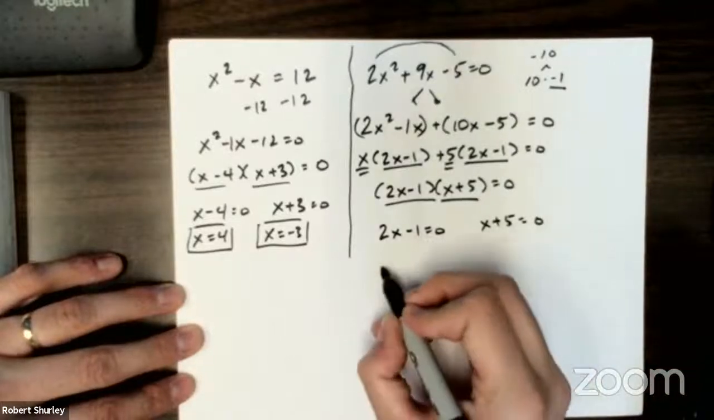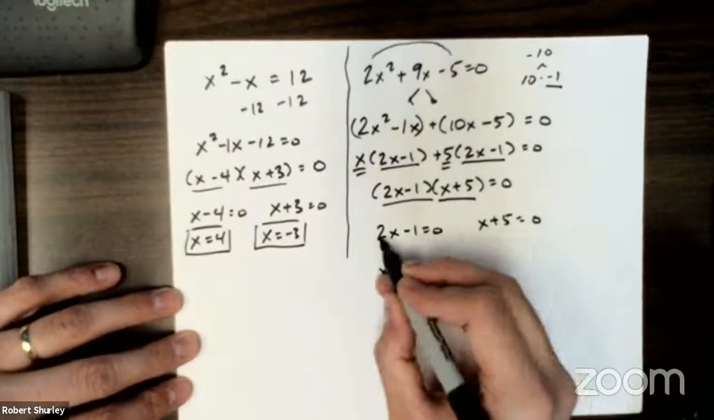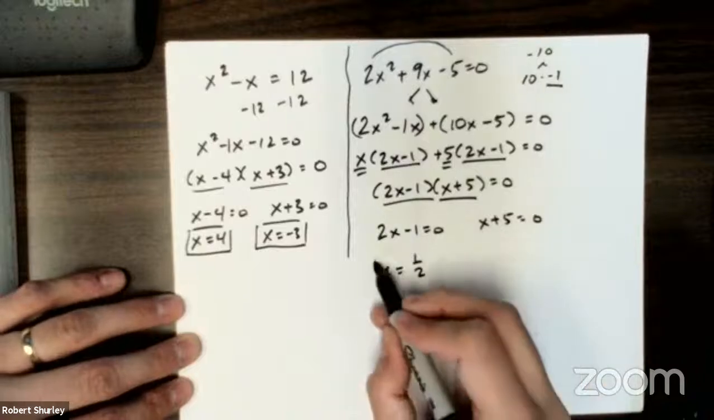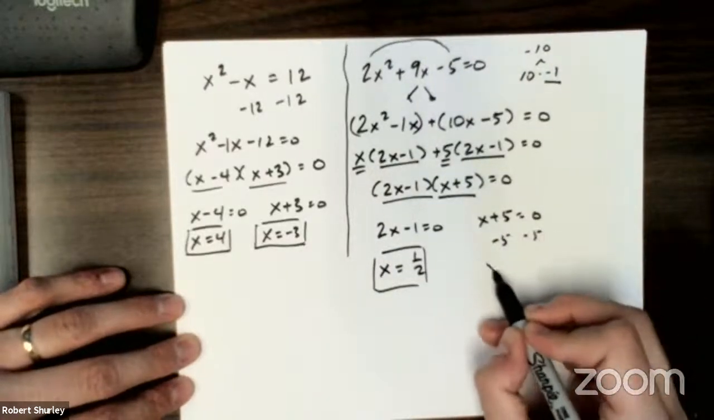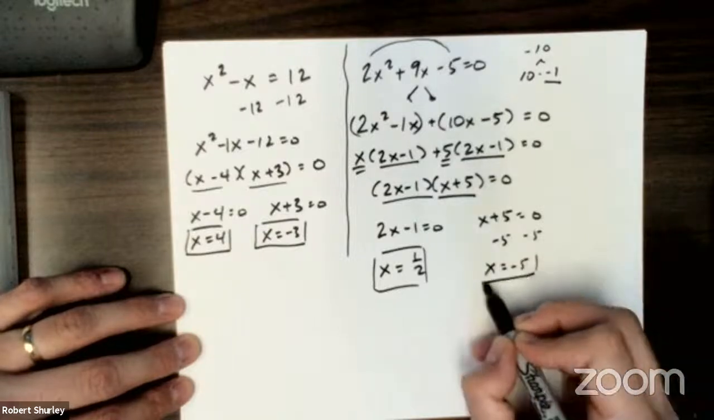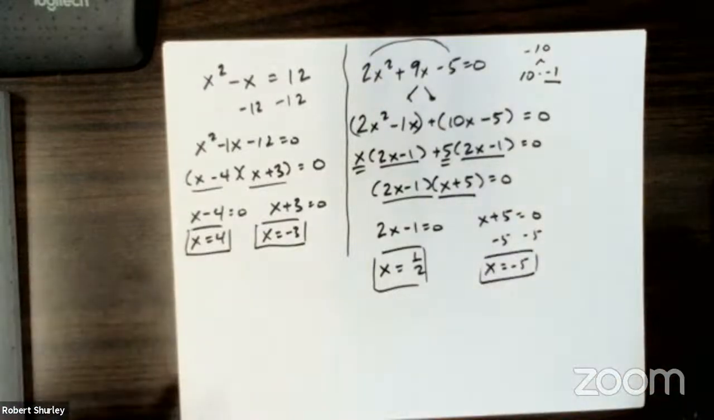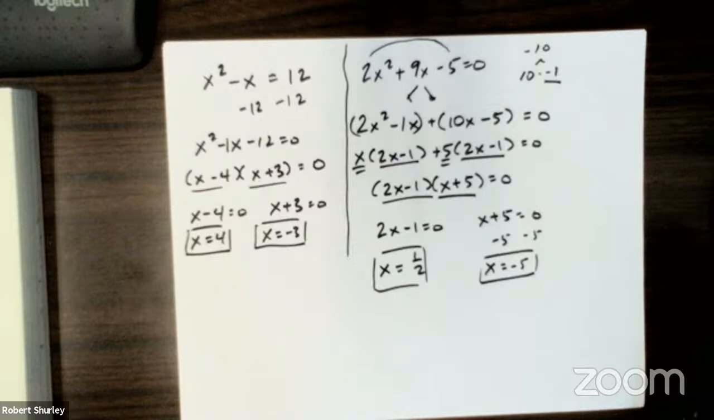Add the 1, divide the 2. I'm going to be a little lazy here. If you add the 1 over, divide the 2, you get the 1/2. And then you subtract the 5. You get the negative 5, okay? You get the negative 5.